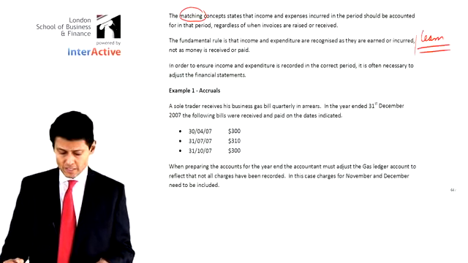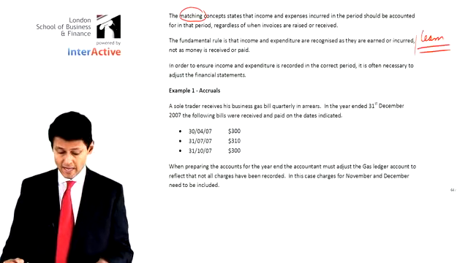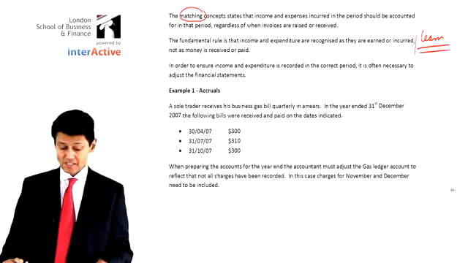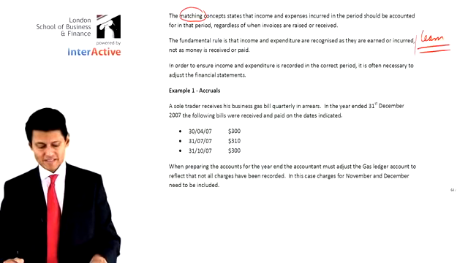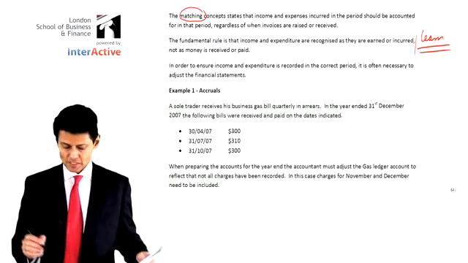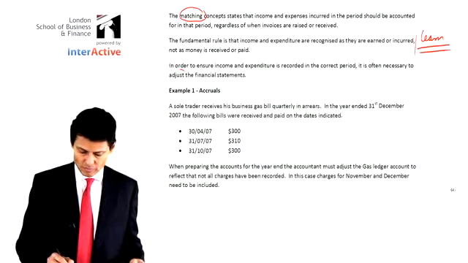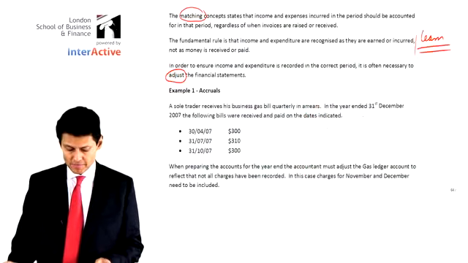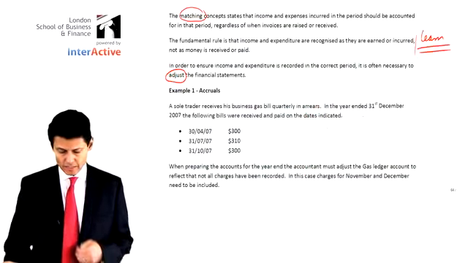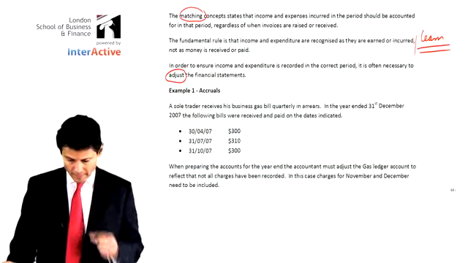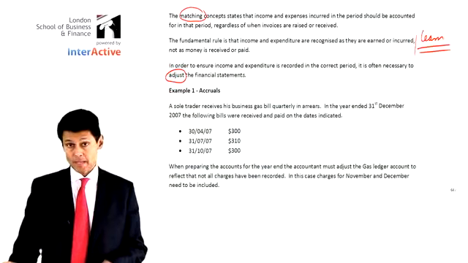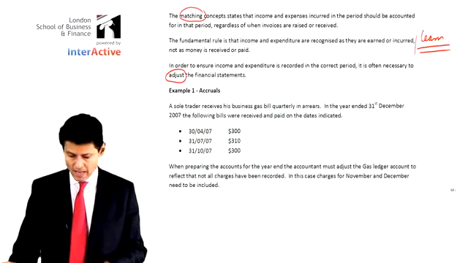In order to ensure income and expenditure is recorded in the correct period, correct year, it is often necessary to adjust the financial statements. So that's the magic word, necessary to adjust. That word adjust. And so you have these accruals and prepayments. A sole trader receives his business gas bill quarterly in arrears. That simply means for the months gone by, for the 3 months gone by.